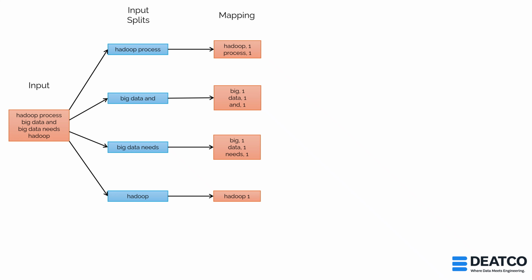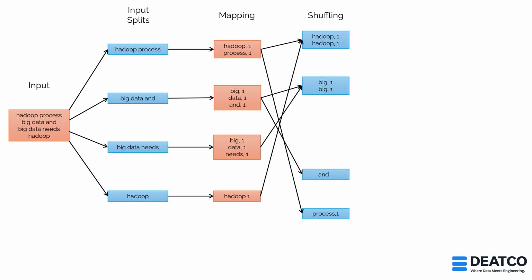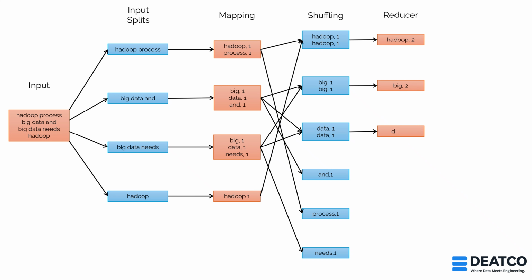Next comes the shuffle and sort phase. In this phase, all intermediate key value pairs are grouped together based on their keys. This means all occurrences of the same word such as Hadoop and big are collected and sent to the same reducer. Finally, in the reduce phase, the reducer aggregates the values for each key. It sums up the counts to calculate the total number of occurrences of each word.